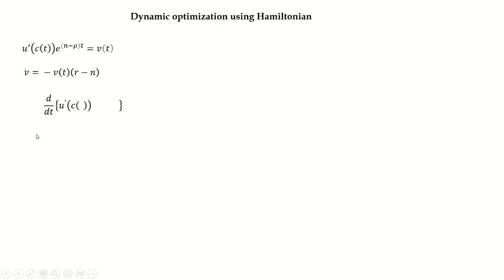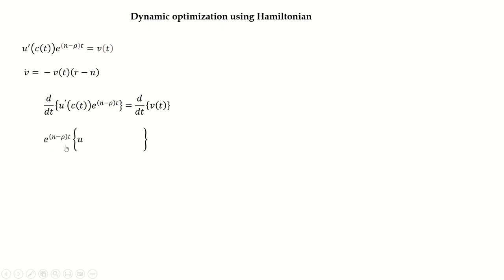So we're going to differentiate the first FOC with respect to time. Notice that over here we have two functions which involve time. u prime c is also a function of time, and this exponent function also has t, so we'll have to use a product rule over here. But when we differentiate this function, we'll have to use a chain rule because u prime c is a function of t. So we'll apply both the product rule and the chain rule. So let's just do it.